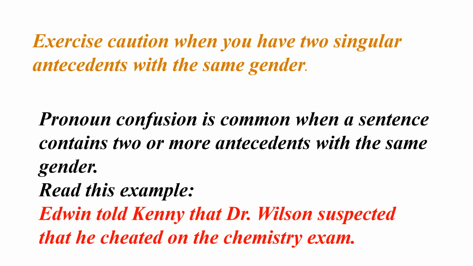Did Edwin confess that Dr. Wilson suspected him of using unfair means in the chemistry exam? It is not clear. So it's an example of unclear pronoun reference. In this example, he, the pronoun, has more than one antecedent, and both of the singular antecedents are in the same gender.